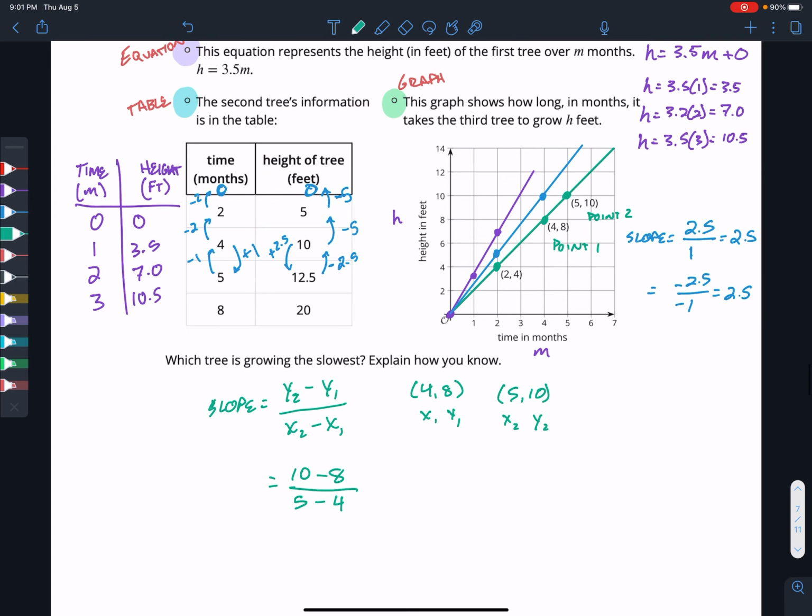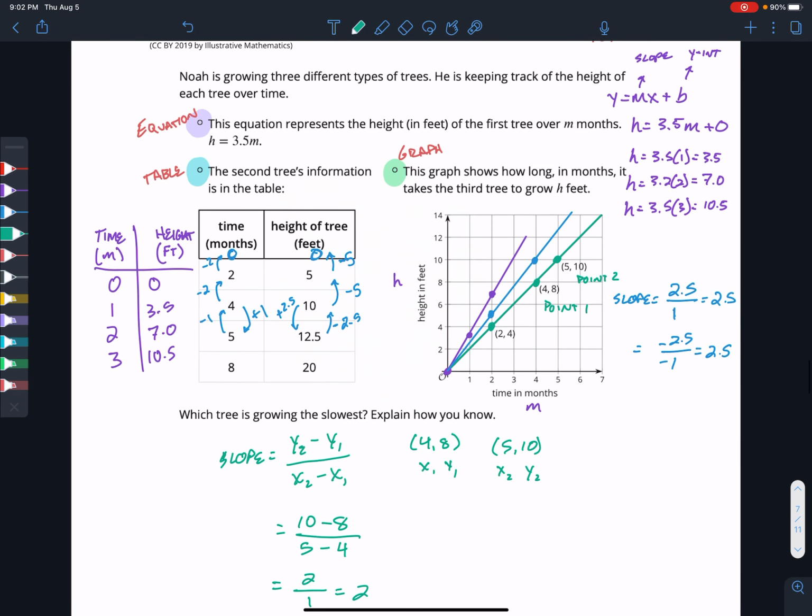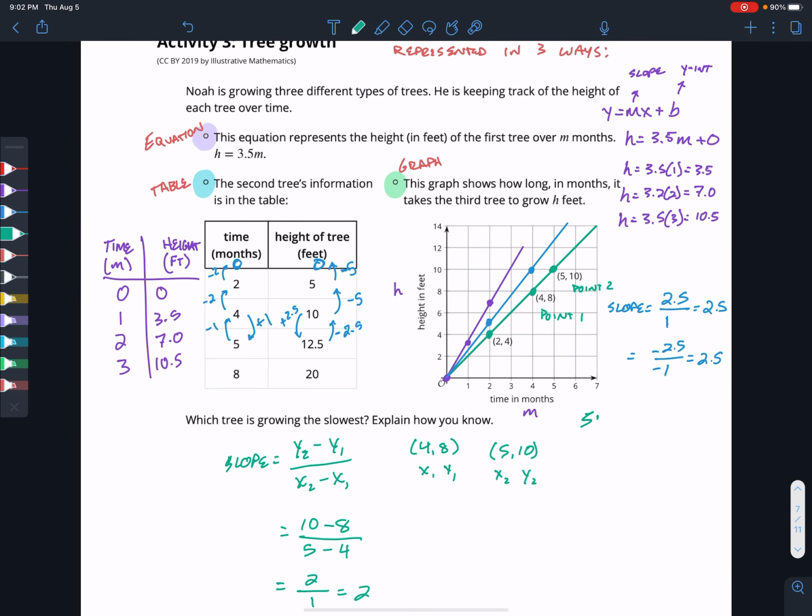So our slope here now is 10 minus 8 is 2, 5 minus 4 is 1, so I've got a slope of 2. So if I go back and look here, our green line, the slope is 2. So, okay, now again, let's compare. We've got a slope of 2, a slope of 2.5, and a slope of 3.5. Well, which one's growing the slowest? Again, that reiterates that this green one is the lowest number, so it's going the slowest. Hope that helps.